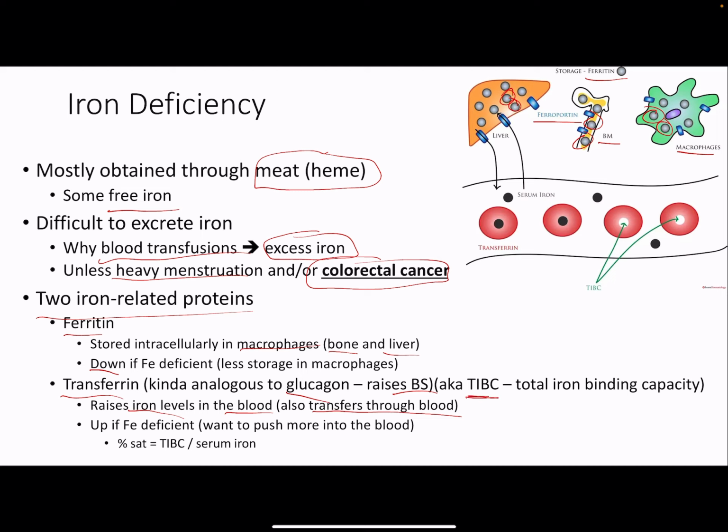I would just know that TIBC and transferrin are more or less the same thing. Total iron binding capacity. TIBC is really just transferrin for our purposes. And so if we're iron deficient, that means that the iron levels in our blood went down. We want to raise them. So the transferrin levels are going to raise the iron in our blood. Again, think of it like blood sugar. I think it becomes a lot easier to conceptualize. And now there's something called the percent saturation, which is really just the serum iron levels over the transferrin levels.